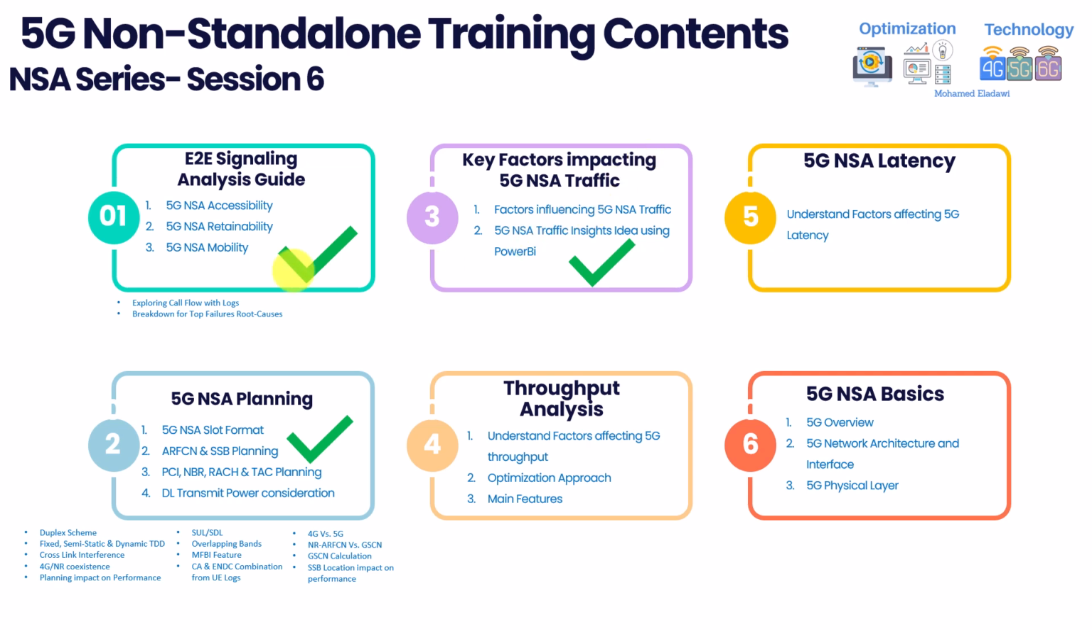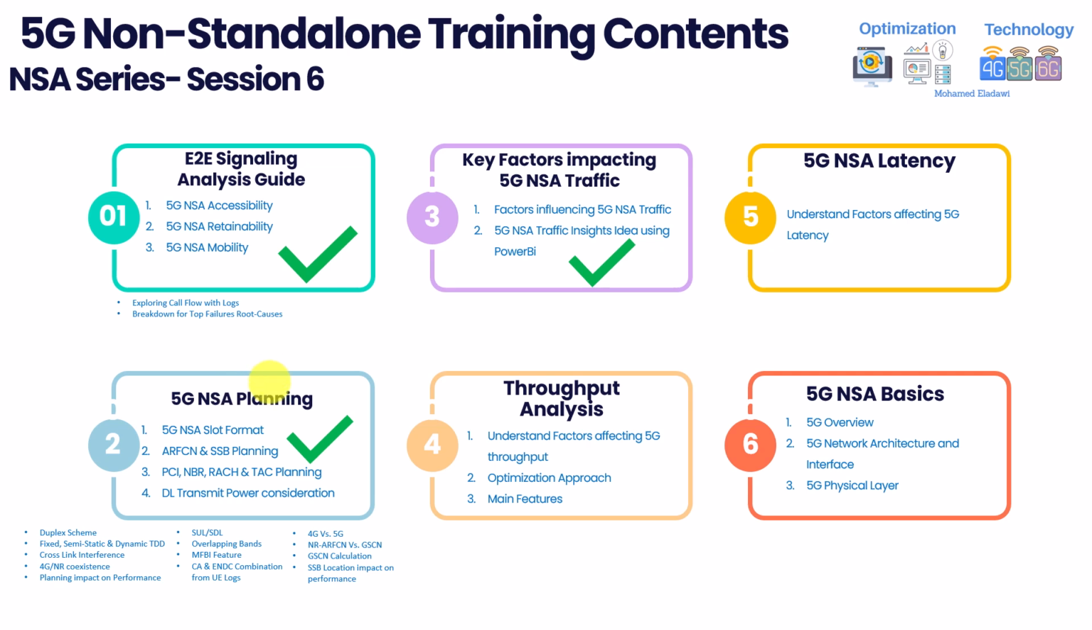In the previous sessions, if you can recall, we covered the first part, related to the end-to-end signaling analysis guide, where we went through the 5G NSA accessibility, returnability (which is the drop rate, for example), and the mobility. During these 3 sessions, we explored mainly 2 parts: exploring the call flow in general from an end-to-end perspective using the logs, with some examples using logs and traces, and a breakdown of the top failures for these 3 categories. So this was the first 3 sessions.